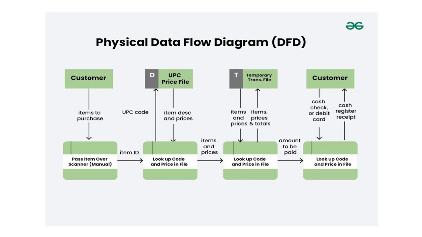Then items, prices, and the total bill or total amount that has to be paid will also be shared with that temporary transaction file. And then the final amount that has to be paid by the customer will be shared for look up code and price in file. Then the customer may be paying that amount in the form of cash or check, or by using his or her debit card. Then finally the cash register and the receipt will be provided to the customer. So this is the complete physical flow diagram.